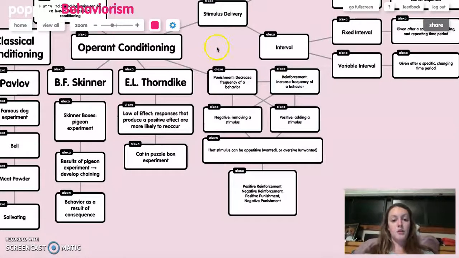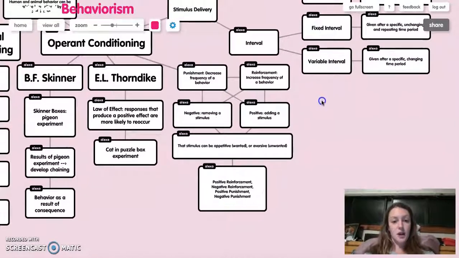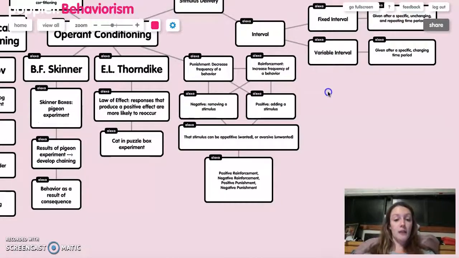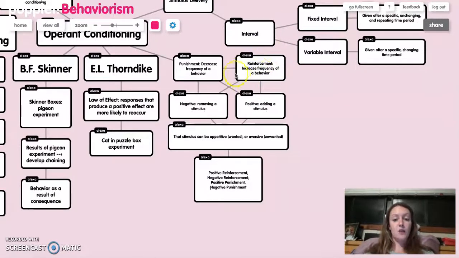Okay, so there's a few ways to reinforce behaviors. You could have reinforcement and punishment. Reinforcement is the idea that you want to increase the frequency of the behaviors. That's the goal behind reinforcement. And then punishment, the idea is to decrease the frequency of a behavior. There can be both positive and negative kinds of reinforcement and positive and negative kinds of punishment.